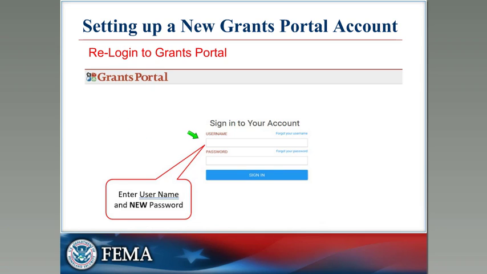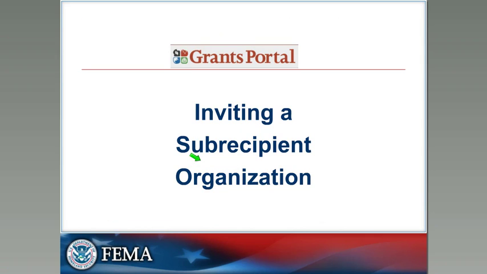When you get to the login screen, you're going to enter the username that was in that email, and now you're going to use that 15-character password, and then click the blue sign-in button. So that is how to create a recipient account in Grants Portal.